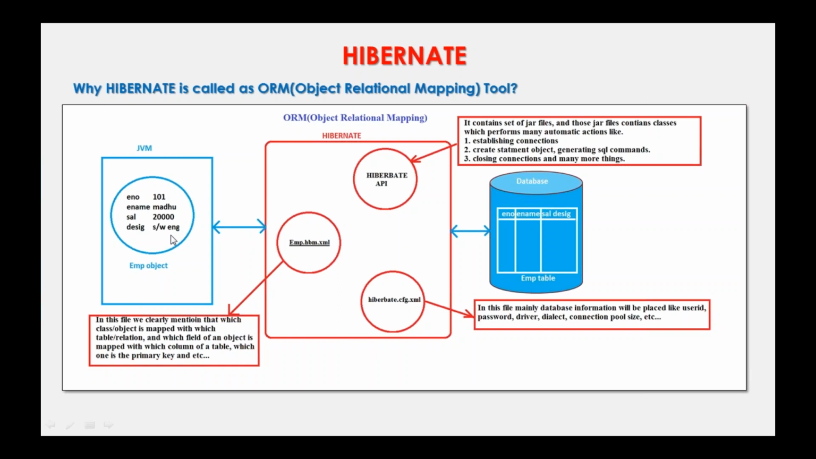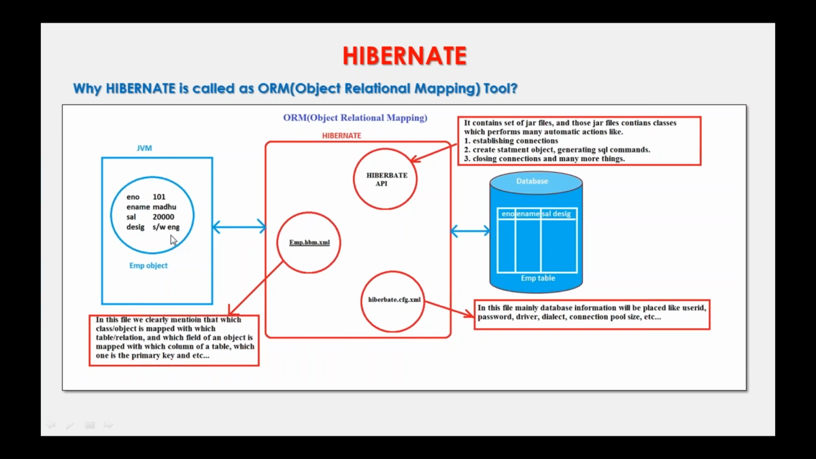So now tell me, let us say like this. Okay, Suvarchala, you have written a Java program. In that Java program, you have taken a class called EMP. That EMP class has 4 instance fields: eno, ename, salary, and designation.